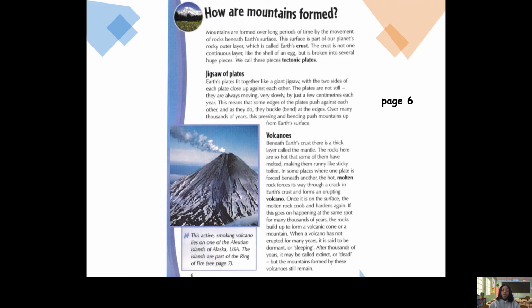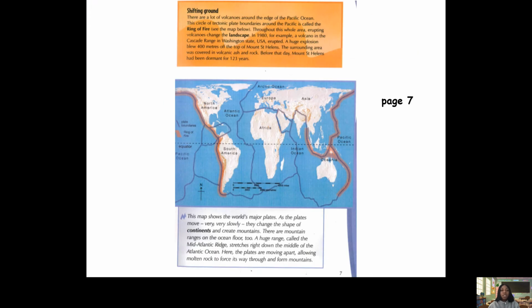So that's how volcanoes are formed, when molten rock, which is liquid rock, erupts and then cools down and it hardens. And if it keeps happening over time, it will form a volcano. Let's read this small fact together. This active smoking volcano lies on one of the Aleutian Islands of Alaska, USA. The islands are part of the Ring of Fire, which we're going to read about on the next page, page 7. Let's read this page together.